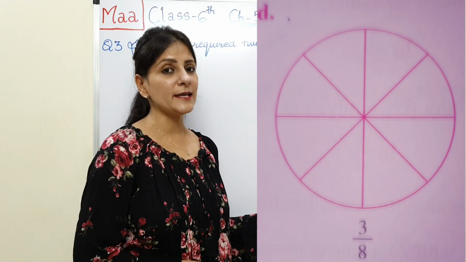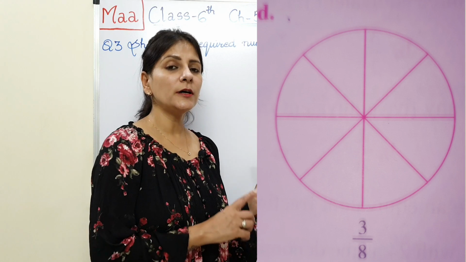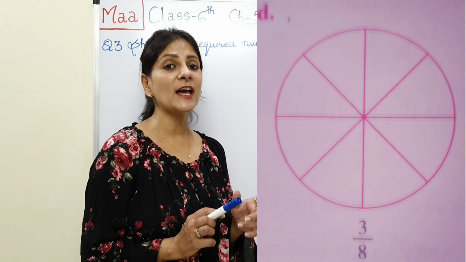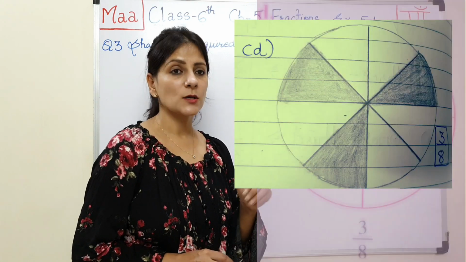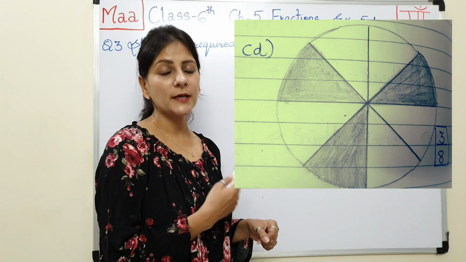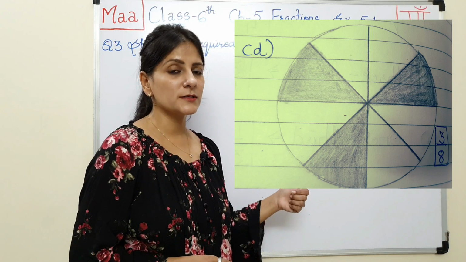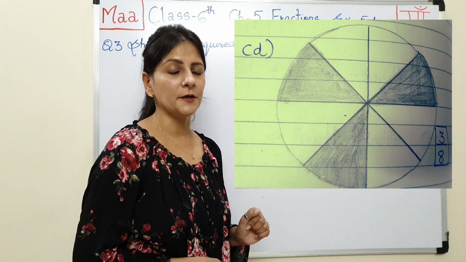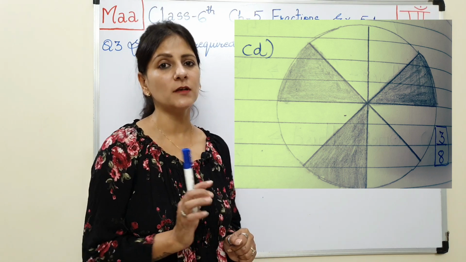Now this is the D part and under the picture it is given 3/8. That means from 8 parts we have to shade the 3 parts. So here you can see that I have shaded the 3 parts from this 8 parts. So this fraction is now 3/8. That means from 8 parts 3 parts are shaded. Now I hope this particular question is clear.